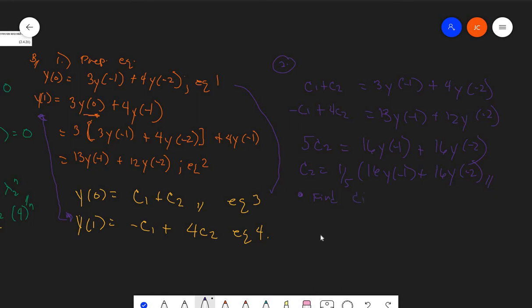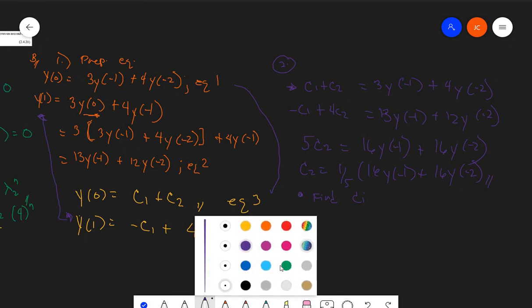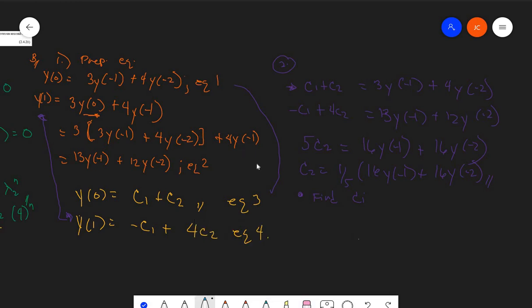Okay, so to find c1, we're going to multiply this equation, this part, by 4. So it would be 4c1, again we'll multiply, plus 4c2 is equal to 12 y[-1] plus 16 y[-2]. As you can see, it is much easier to deal with this one.